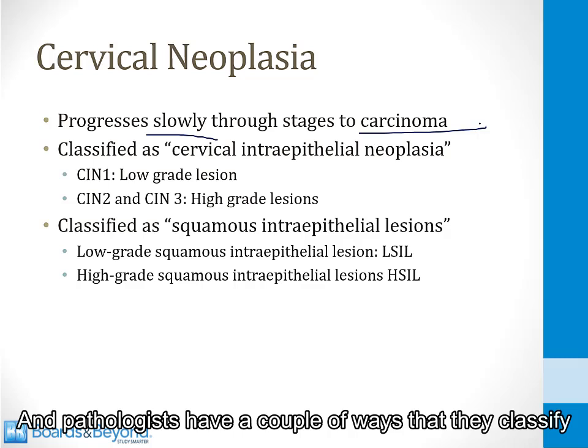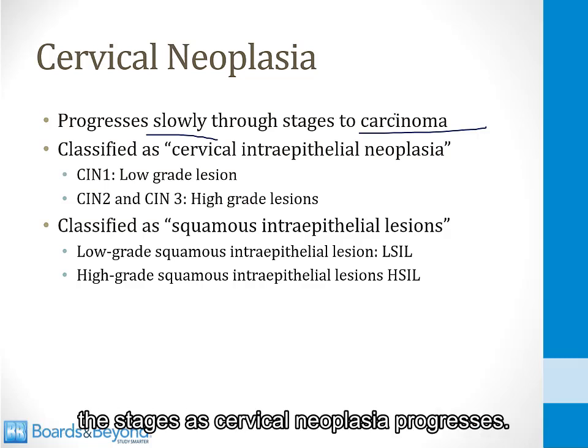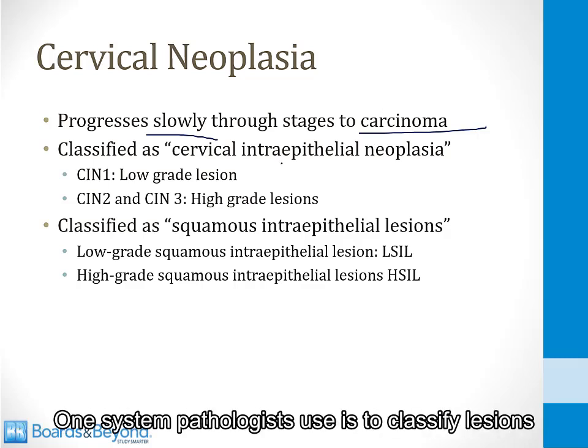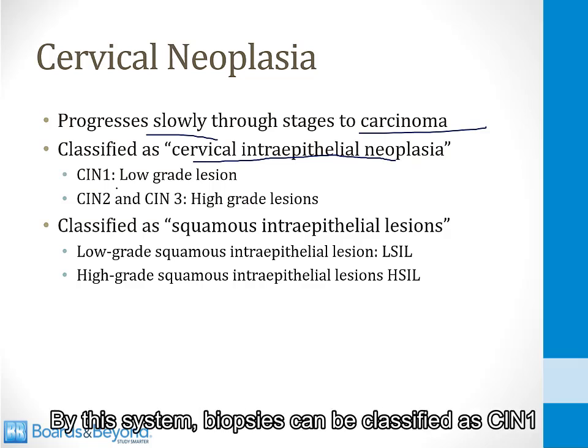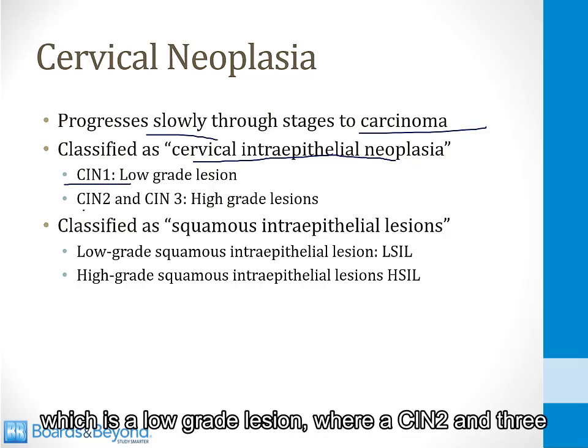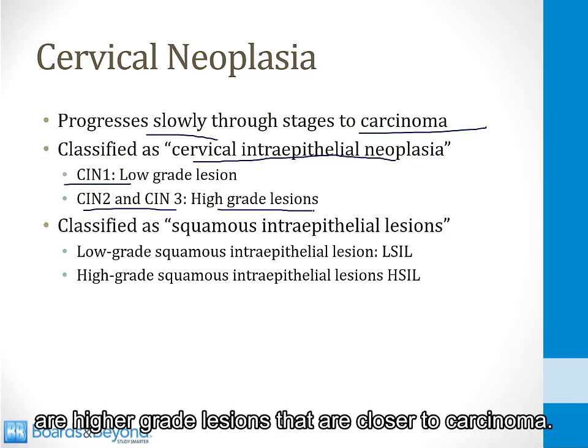Cervical neoplasia progresses slowly through a number of stages until it becomes carcinoma, and pathologists have a couple of ways that they classify the stages as cervical neoplasia progresses. One system pathologists use is to classify lesions as cervical intraepithelial neoplasia, or CIN. By this system, biopsies can be classified as CIN1, which is a low-grade lesion, whereas CIN2 and 3 are higher-grade lesions that are closer to carcinoma.